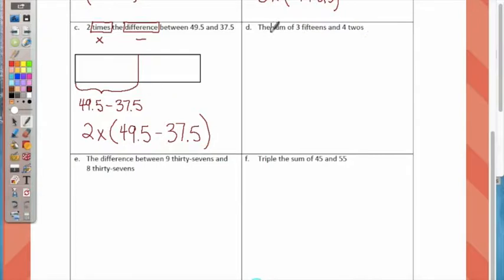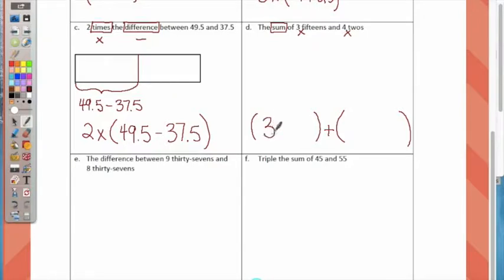Okay, D is different. D only has one operation listed, but we have to know there's a hidden operation there that's not written down. The sum of 3 15s and 4 2s. Now on this one, I want to start with the expression. So write it at the bottom. And we're going to talk about what 3 15s really means. Any ideas? 3 times 15. It means 3 copies of 15 or 3 groups of 15. So when you see a number right next to a number word, you can just automatically know it means to multiply.